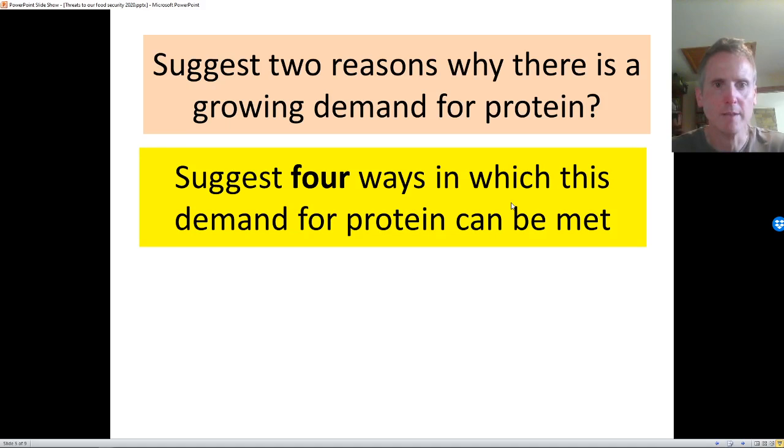Last bit anyway. Again, we'll just do these together. So finishing off, and my voice is dying through lack of practice. Suggest 2 reasons why there is growing demand for protein. So richer countries, increased population size. 2 reasons. Suggest 4 ways in which the demand for protein can be met. How can we get more protein? Where can we get more protein from? And then we think back to things that we've done. So we can just fish more.